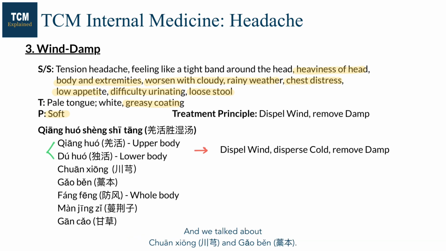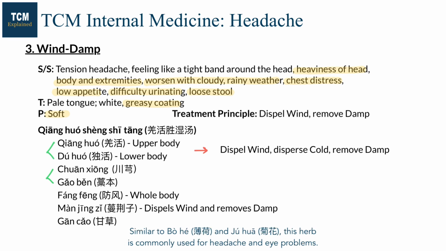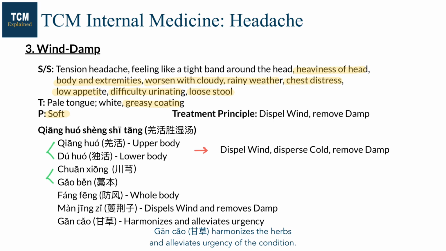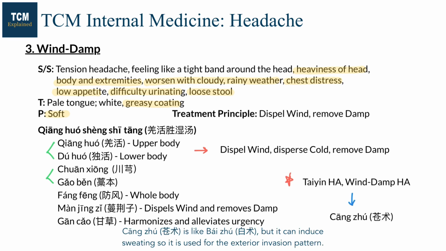And we talked about 川芎 and 藁本. 蔓荆子 also dispels wind and removes damp like 羌活 and 独活. Similar to 薄荷 and 菊花, this herb is commonly used for headache and eye problems. 甘草 harmonizes the herbs and alleviates urgency of the condition. The guiding herb for the tie-in headache or wind-damp headache is 苍术. 苍术 is like baizhu, but it can induce sweating, so it is used for the exterior invasion pattern.